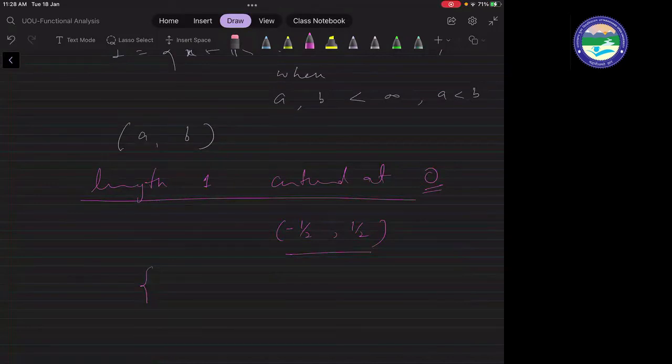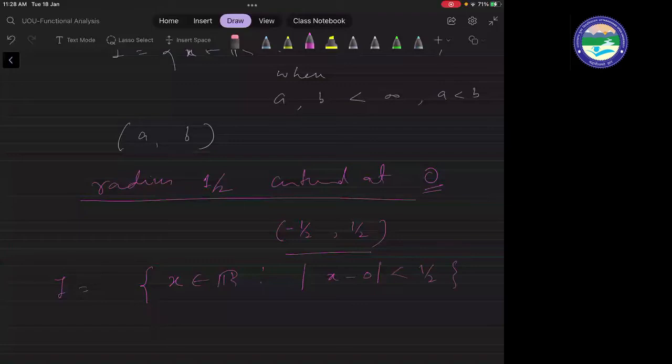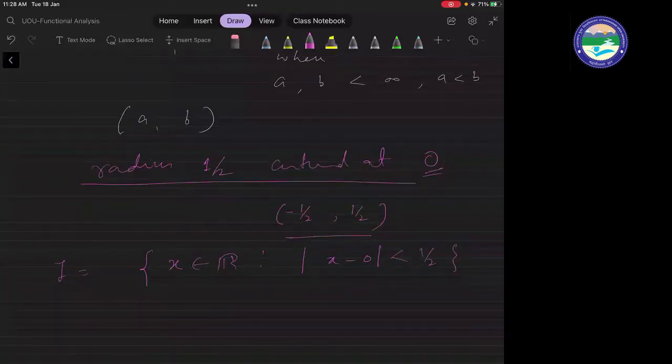अब मैं इसको length को replace कर देता हूँ radius से. इसको radius लिख देता हूँ. Radius half, इसका radius half है, इसको आप लिखते हैं I equal to all those x in R such that mod of x minus 0 less than half. Okay, this is same thing ना? Yes sir. तो ये आपका minus half comma half आएगा, ठीक है?